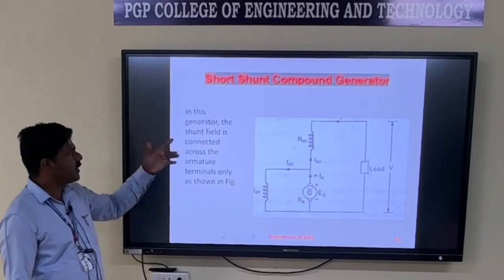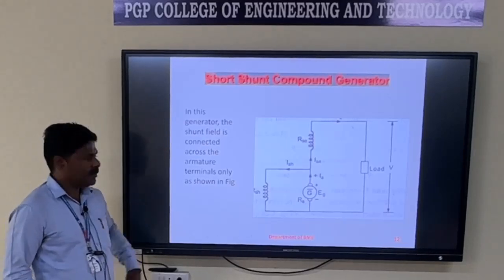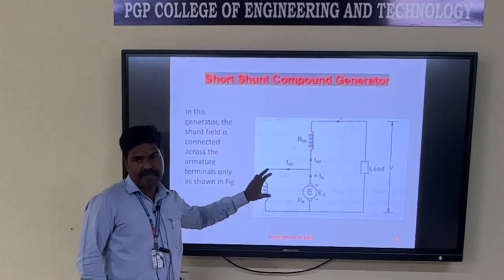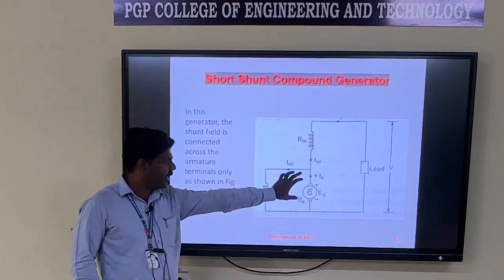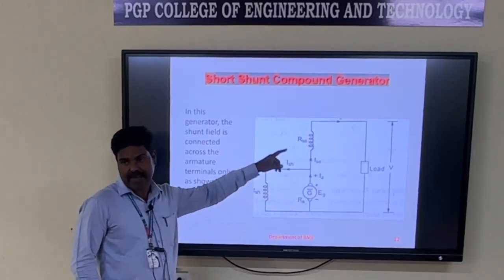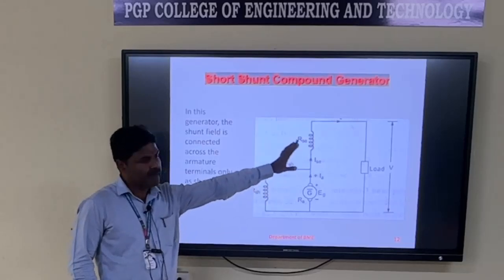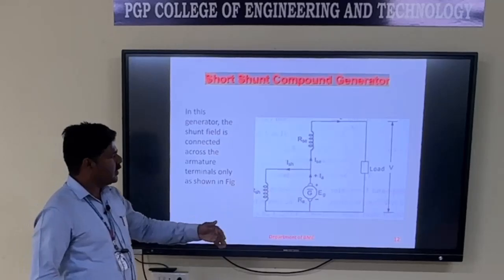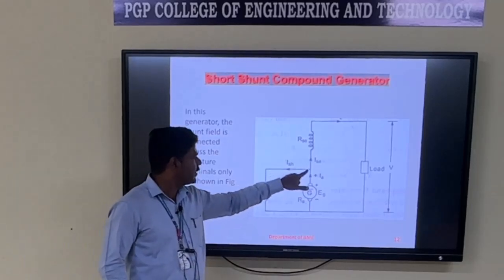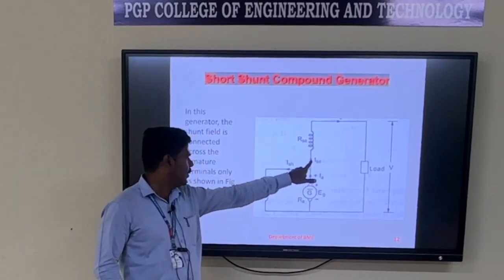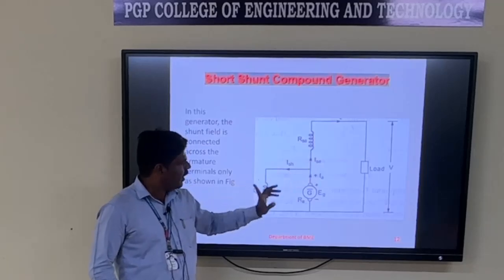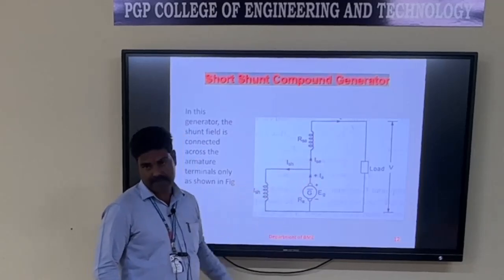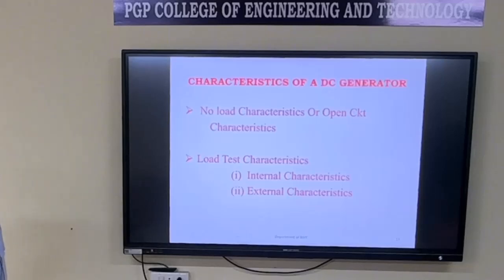Next one is short shunt compound generator. Here the shunt field winding is connected in parallel with armature winding, and this combination is connected in series with the series field winding. This is known as short shunt compound generator. Here also this armature current is divided into two parts, that is Ia is equal to Isc plus ISH.